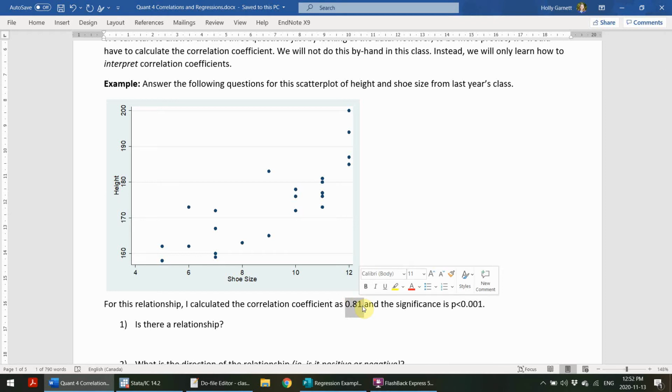Remember we talked about correlations are always between -1 and 1. -1 would be perfect, like a straight line going down in this direction. 1 would be a line going up in this direction. So we have a coefficient of 0.81, and the significance is P is less than 0.001, so more than 99.9% confident that there's something going on here.